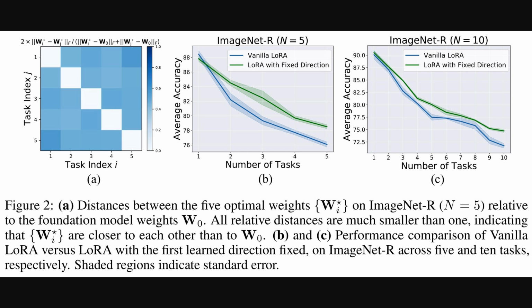Building on that idea of how directions are treated, this next figure provides more evidence. Part A is a heat map showing distances between optimal weights. Those are the best model settings for each task relative to the original foundation model weights. The darker blues indicate these task-specific optimal weights are actually closer to each other than to the initial foundation model settings. Then, Parts B and C compare average accuracy, basically how often the model is right, for vanilla LoRA, which is standard low-rank adaptation, against LoRA with a fixed initial direction. Fixing that first direction clearly helps maintain higher accuracy as more tasks are learned.